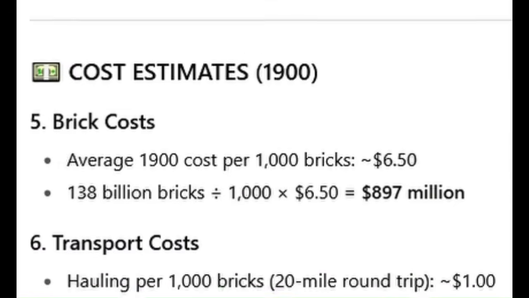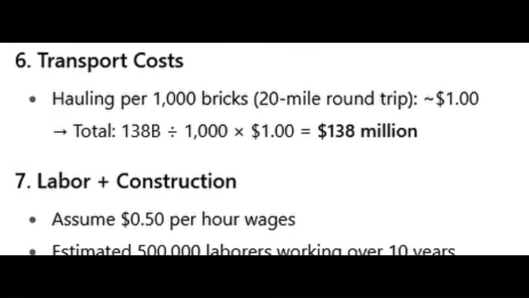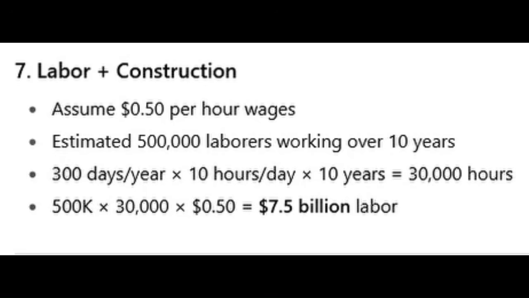Cost estimates, 1900s. 5. Brick costs. Average 1900 cost per 1,000 bricks is about $6.50. With 138 billion bricks, that equals $897 million. 6. Transport costs. Hauling per 1,000 bricks, 20-mile round trip, $1 total. 138 billion bricks times $1 per 1,000 is $138 million. 7. Labor and construction, assume $50 per hour wages.